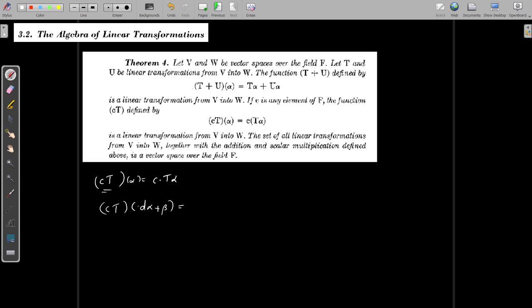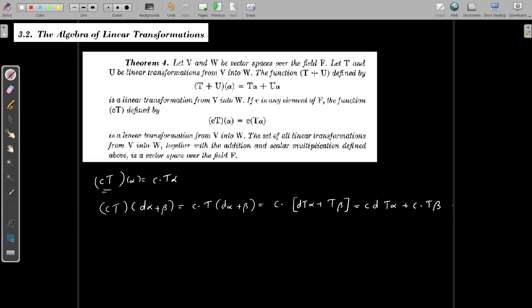We need to prove that this can be written as d times Ct of alpha plus Ct of beta. By definition, this is the same as C times T of d alpha plus beta, and T is a linear transformation, so this can be written as C times d T alpha plus T beta. Now you multiply with C, you can write it as C d T alpha plus C times T beta.